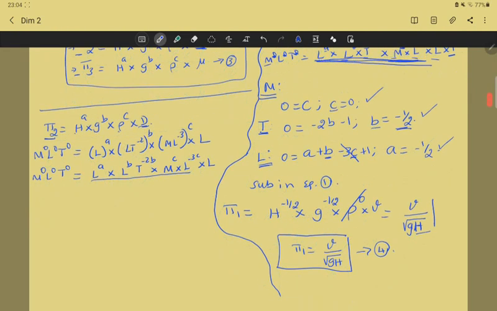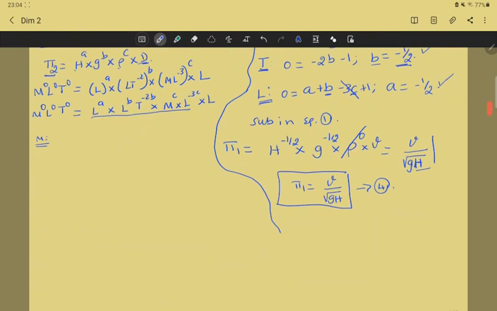Let us look at the powers. Okay, let us equate the powers. So first I'm equating the power for m. What is the power for m? 0 equals, how many m terms are there? Just one. 0 equals c, so c equals 0.